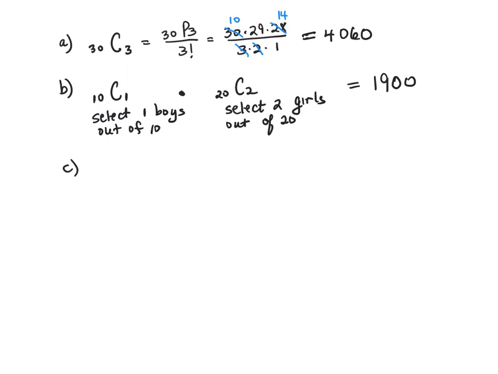Now, part C asks us that the 3 members on this team will be all girls. So there's one way to do this. We're picking 3 girls out of 20. That's really all we need. But if we wanted to look at it as a compound event, we're picking no boys out of the 10.